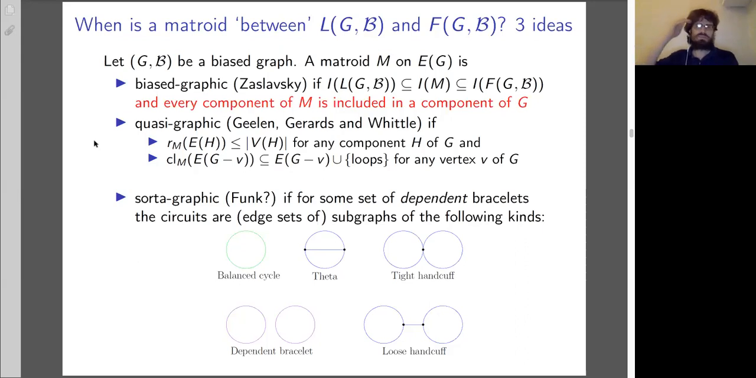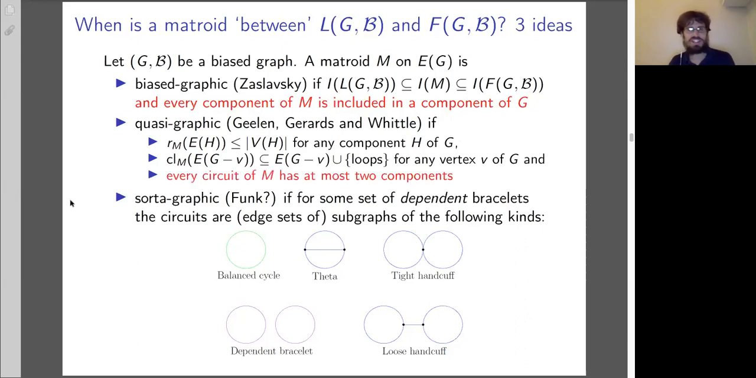And then we also have the quasi-graphic matroids, and luckily Geelen, Gerards, and Whittle actually already noticed by the time that they got around to publishing their paper about this that there was a problem, and so they also introduced a further condition to fix this, namely that every circuit of the matroid should have at most 2 components. Okay, good.